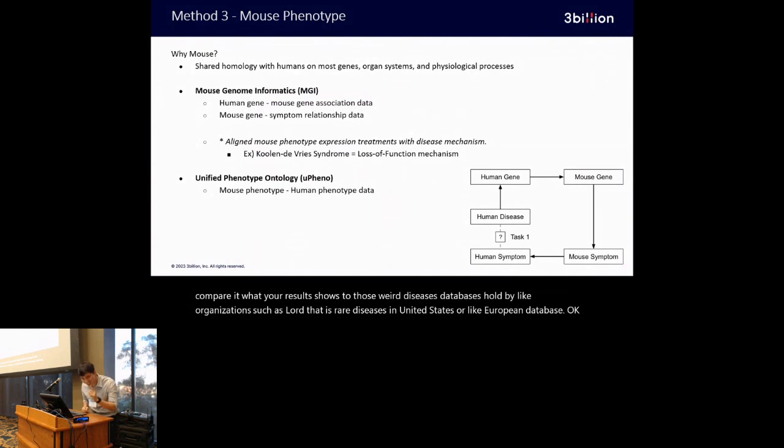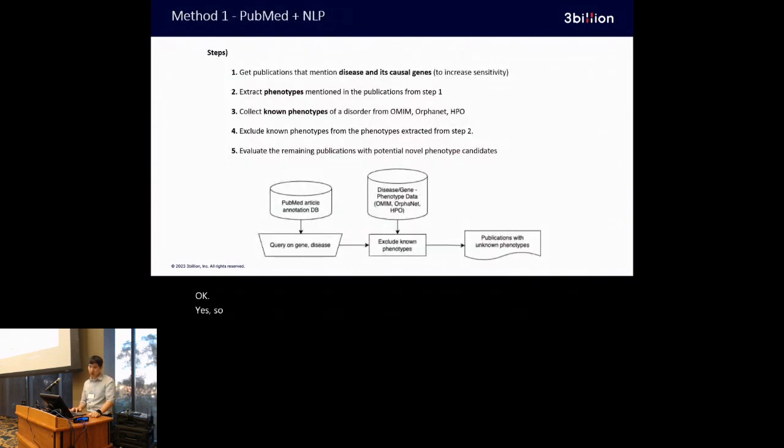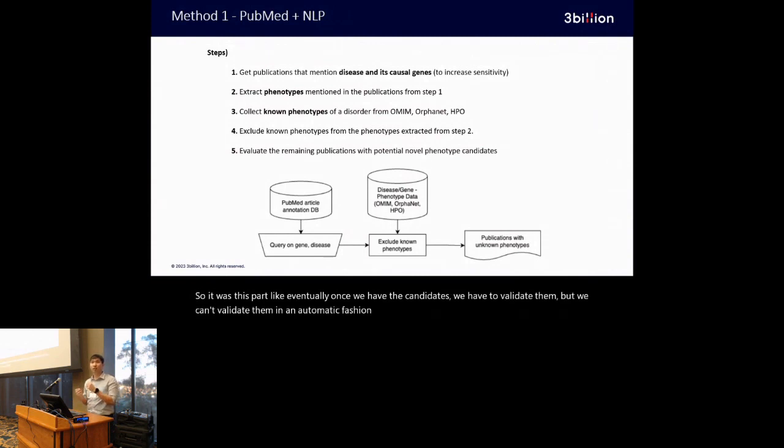Okay, what was the first question? How did you define it's a novel thing? Okay. You say you identify novel diseases, syndromes. So eventually once we have the candidates, we have to validate them, but we can't validate them in an automatic fashion. Our clinical geneticists have to search through all the available data. And then once we check them, oh, this wasn't mentioned in any of the known concepts, then we consider them as novel.